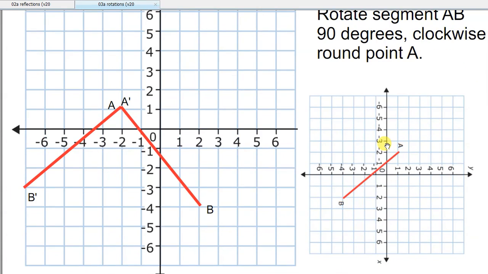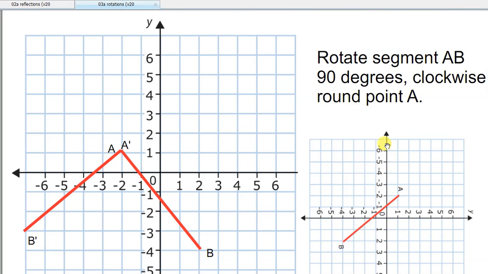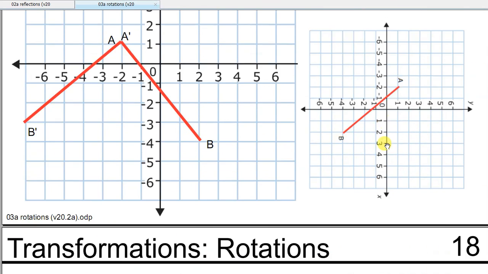How did we do? Wow, I'm wrong on that, aren't I? Clockwise? What did I mess up? Did I do counterclockwise? I went counterclockwise, didn't I?